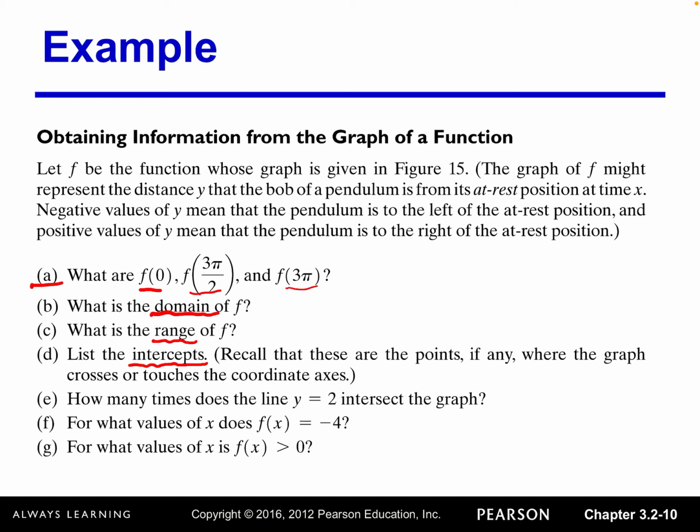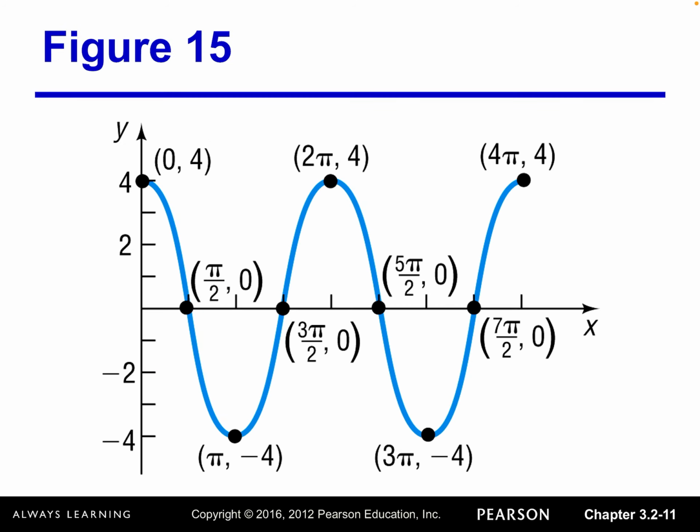The next question asks how many times the line y = 2 intercepts the graph. Later we will see how many times. The next question asks for what values of x the function equals -4. The last question asks for what values of x f(x) is greater than 0. I hope you kind of remember those questions. If not, you can always come back to this slide to read the questions again. Now let's look at the graph and identify that information from the graph.